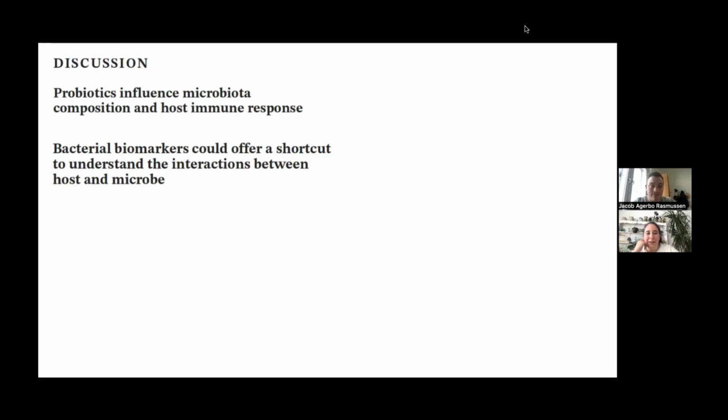Definitely, and you're on the right path with this. So I guess from this last paper, we know that probiotics influence microbiota composition and host immune response from your data. And then there is the importance of these, as you just said, bacterial biomarkers that can help us understand the interactions between host and microbiome, which is so important. Do you have any final remarks or conclusions regarding either this paper or both of them as a whole? Because I think it makes a nice story, both of them together.